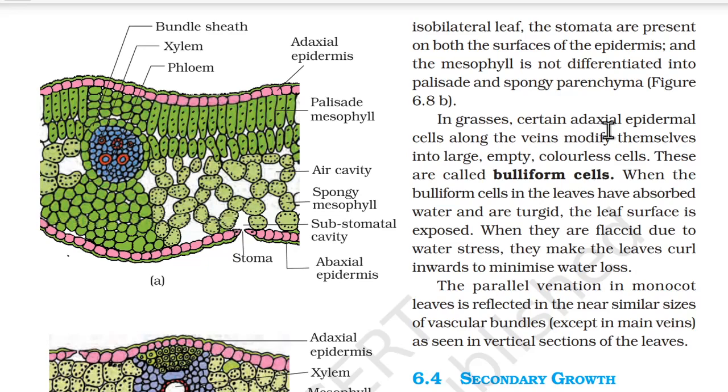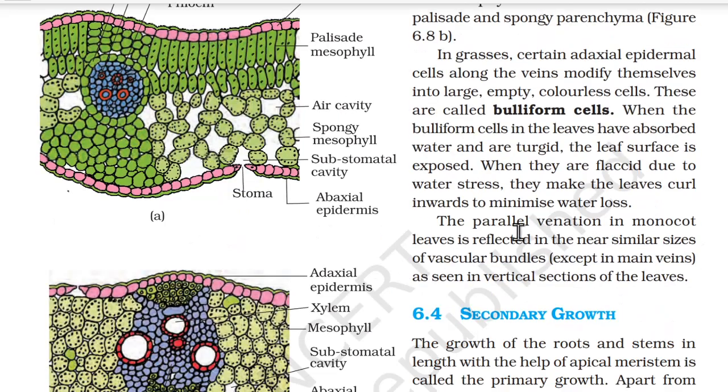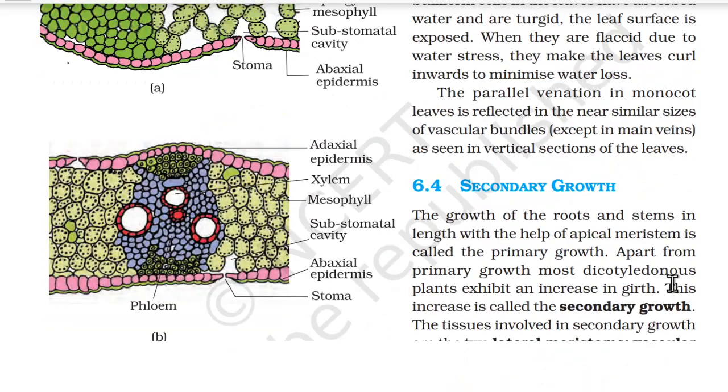In grasses, certain adaxial epidermal cells along the vein modify themselves into large, empty, colorless cells. These are bulliform cells. When bulliform cells in the leaves have absorbed water and are turgid, the leaf surface is exposed. When they are flaccid due to water stress, they make the leaf curl inwards to minimize water loss. The parallel venation in monocot leaves is reflected in the near similar sizes of vascular bundles except in main veins, as seen in vertical section of leaves.